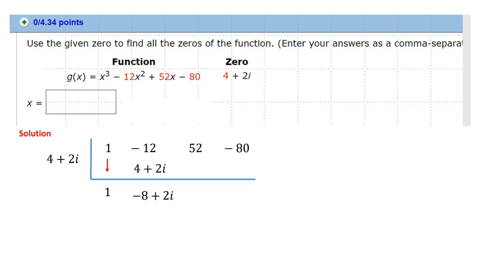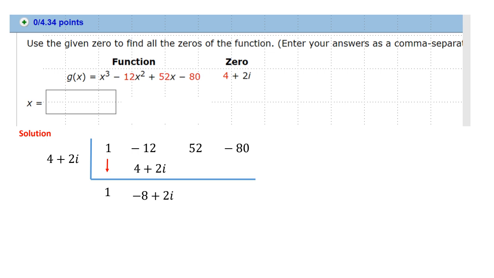4 plus 2i times 1 is just 4 plus 2i. Minus 12 plus 4 is just minus 8 plus 2i. Again, this one did not have an imaginary value, so I just added the real parts. And this is also the reason why I want to do this problem, just to show you how, because you may be tested on adding and subtracting complex numbers, and the way you do that is just real with real, imaginary with imaginary.